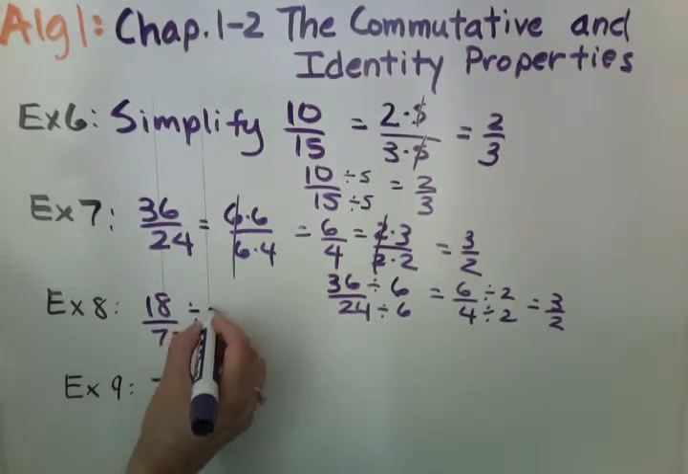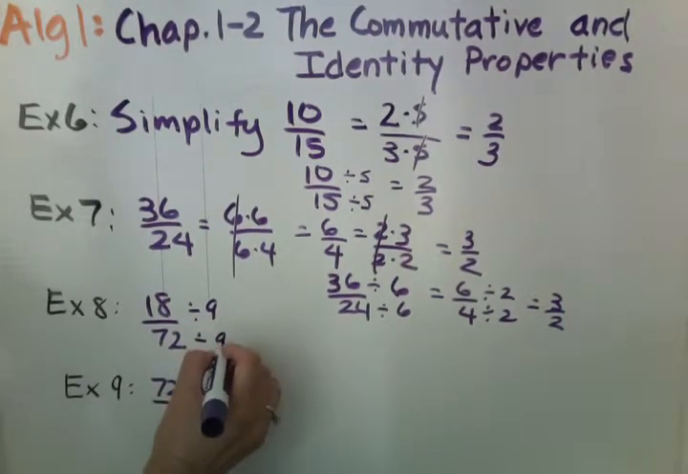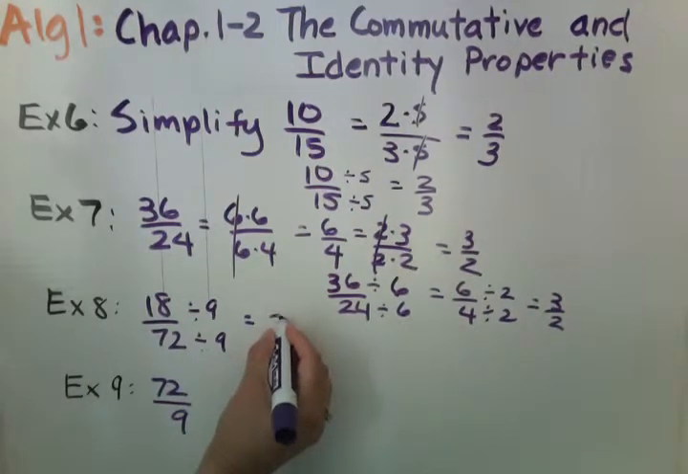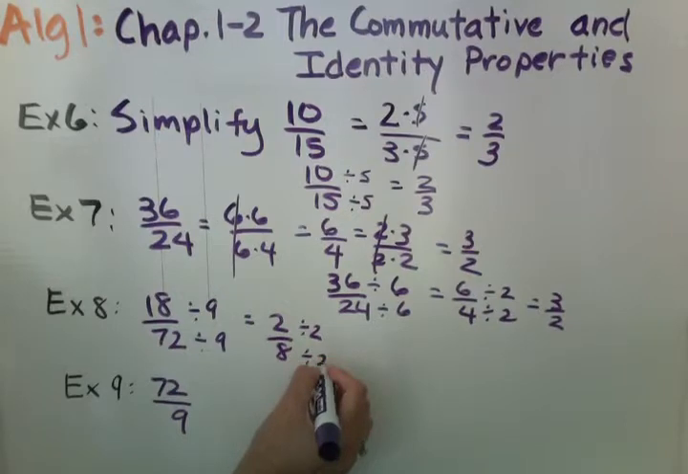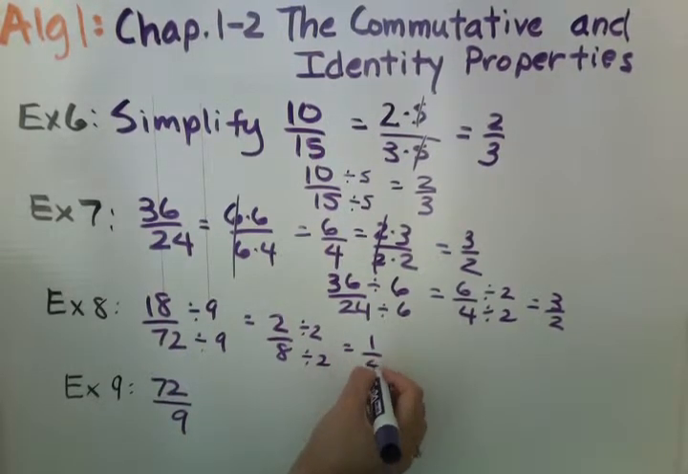You can divide top and bottom by 9. You get 2 and 8. Divide top and bottom by 2, and you get 1 and 4.